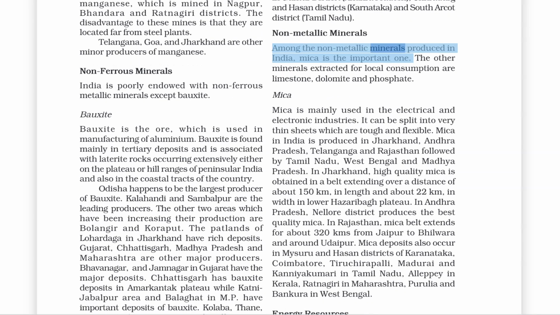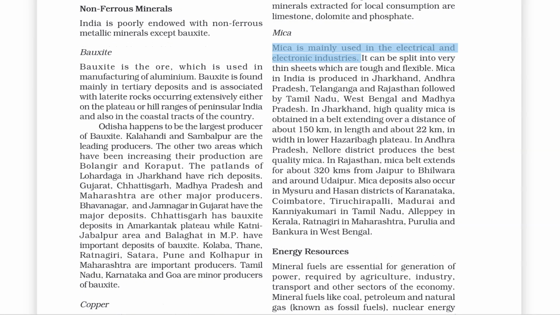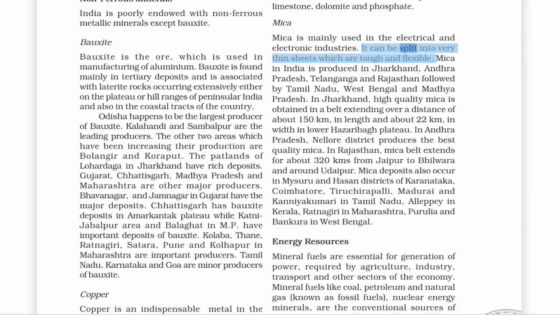Non-metallic minerals. Among the non-metallic minerals produced in India, mica is the important one. The other minerals extracted for local consumption are limestone, dolomite, and phosphate. Mica. Mica is mainly used in the electrical and electronic industries. It can be split into very thin sheets which are tough and flexible.